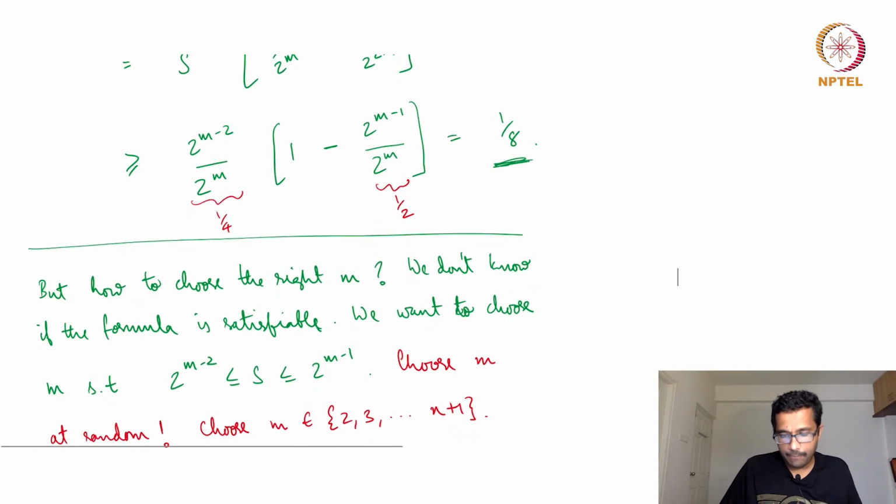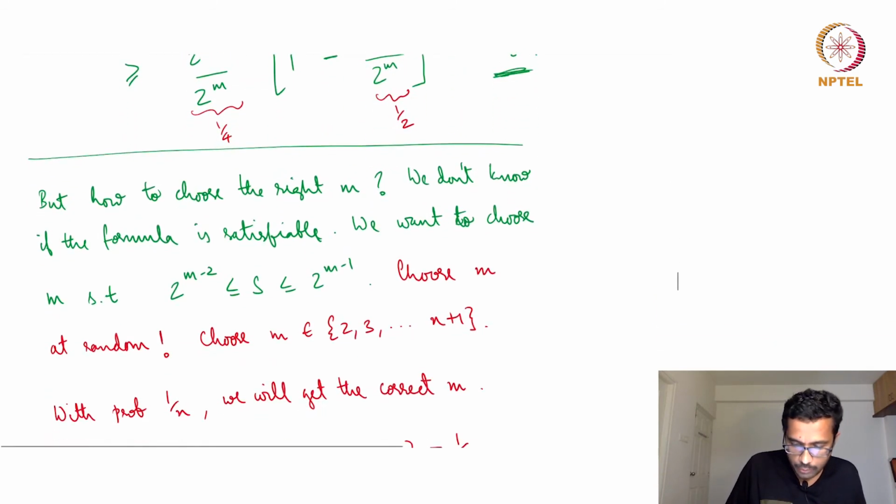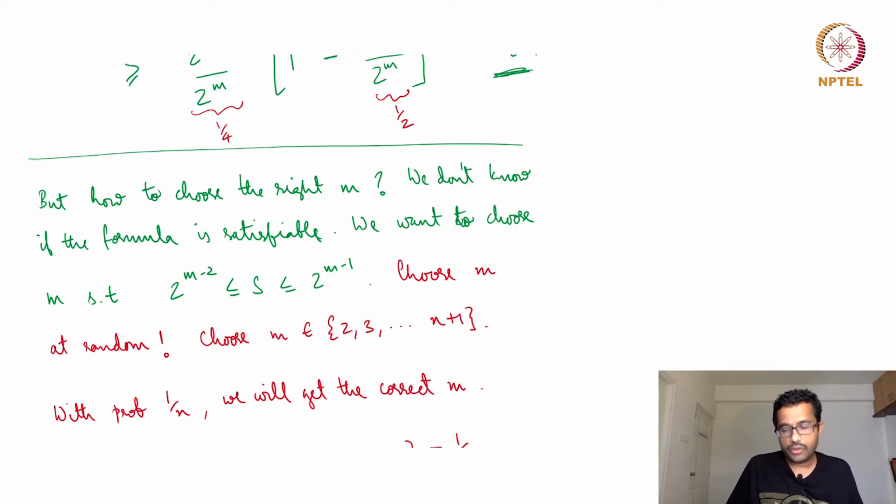So m could be as big as, so this 2 power m minus 2 or 2 power m minus 1 could be as big as n. So m could be chosen as big as n plus 1, and the lower bound could be as small as 1. So m could be as small as 2, right? Because 2 power m minus 2 has to be equal to 1, right. So we choose m from this range, 2, 3, 4, 5 up to n plus 1, uniformly at random.